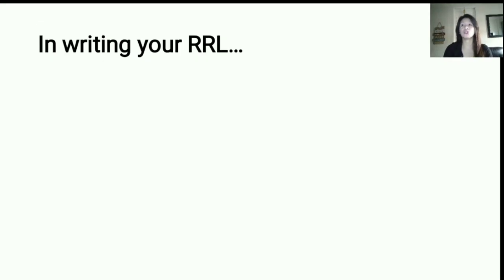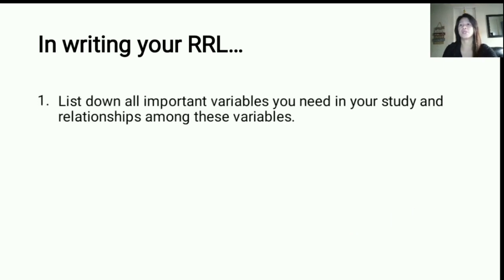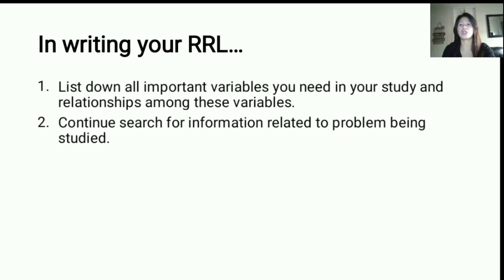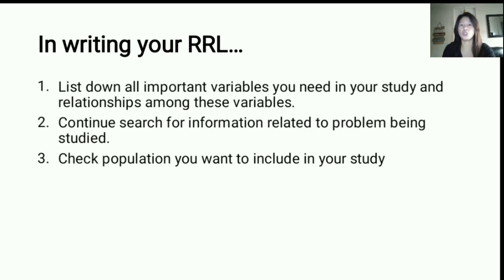Let's now have the things you need when you are writing your review of related literature and studies. Number 1, you list down all important variables you need in your study and relationships among these variables. You focus on your variables and take note of relationships among your variables. Number 2, continue search for information related to your problem or to the problem being studied. You get as much information as you can. Number 3, check population you want to include in your study so as not to waste any time or energy. Be able to identify and focus on your target population.